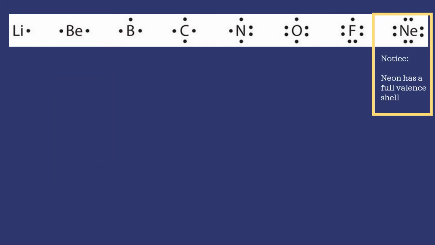Also of note, neon, Ne, has 8 electrons in its valence shell, and the valence shell is therefore full. This means that neon is not reactive. It does not participate in chemical reactions.